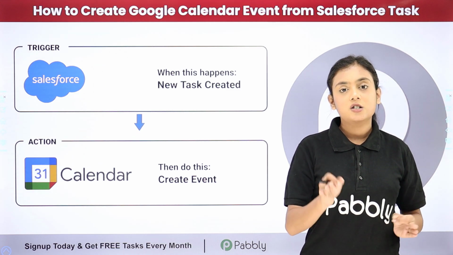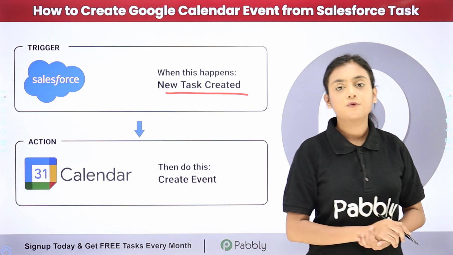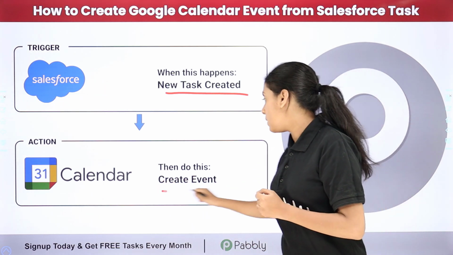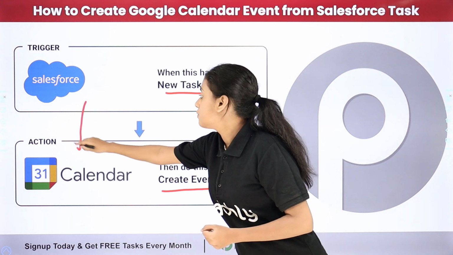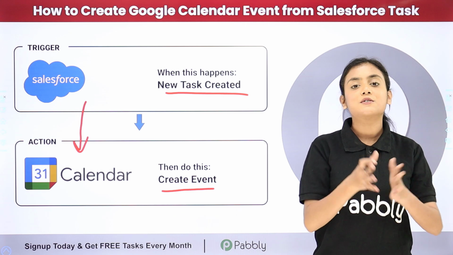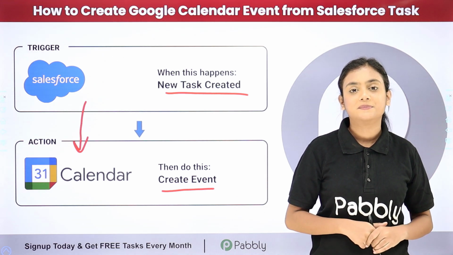In this automation, what we are going to learn is that as soon as I create a new task in my Salesforce account, automatically that same task is going to be created as an event in my Google Calendar. And for that, I'm going to create an automation between Salesforce and Google Calendar with the help of Pabbly Connect. So if you want to learn about this amazing automation, then let me take you all to my screen. Welcome to my screen.